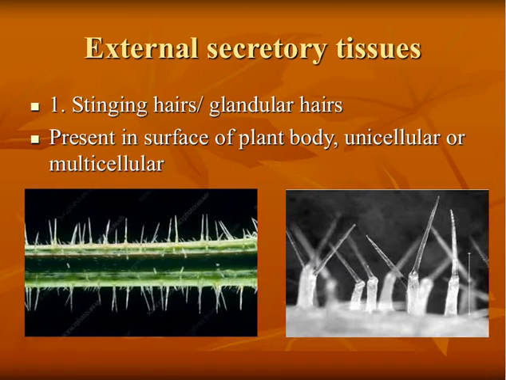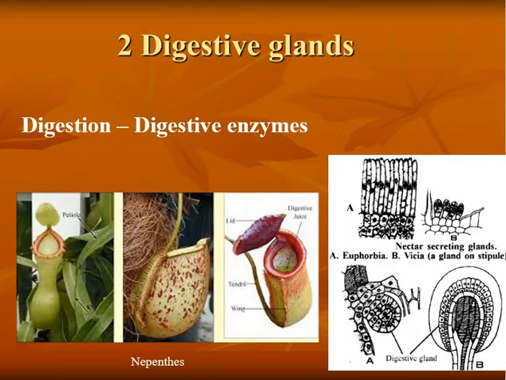These hairs can be either unicellular or multicellular. Unicellular means a single-cell structure, and if it is formed of more than one cell, then it is called multicellular. So glandular hairs or stinging hairs can be either unicellular or multicellular, and this is one kind of external secretory tissue.